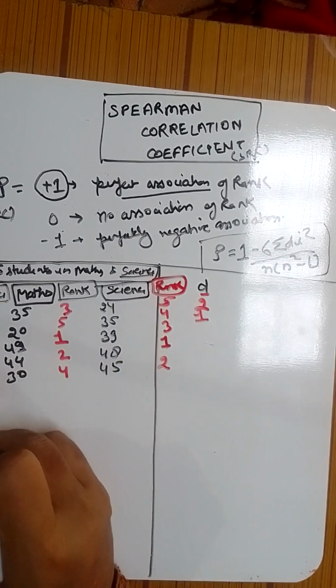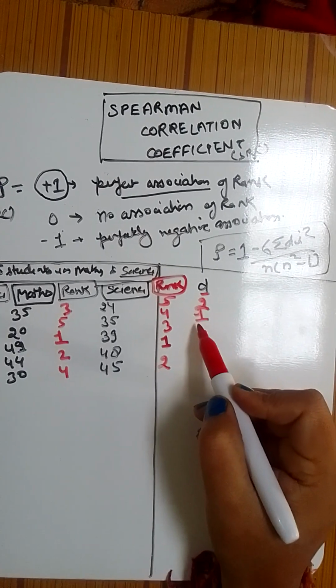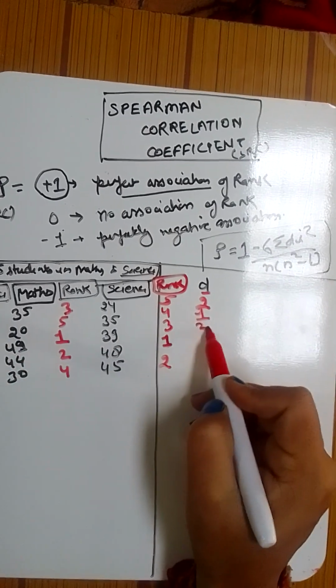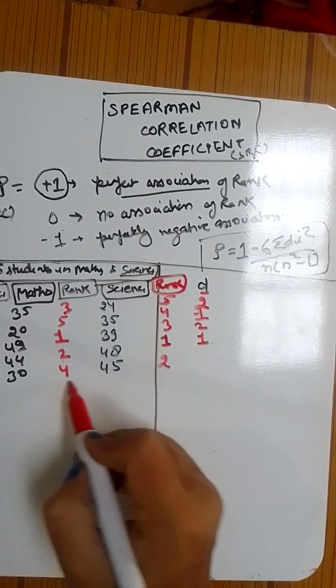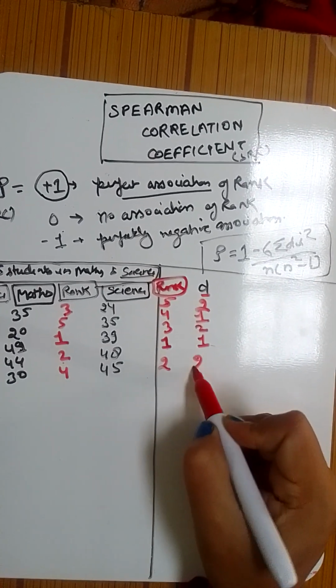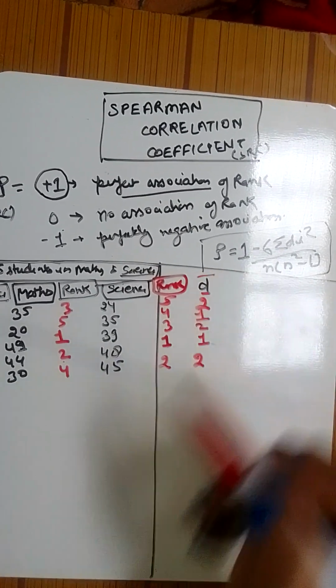And for C students, what is the rank difference? C would be 2. Fine. And 2 minus 1, 1. 4 minus 2, 2. This is the rank D.